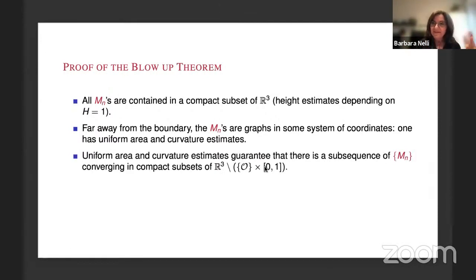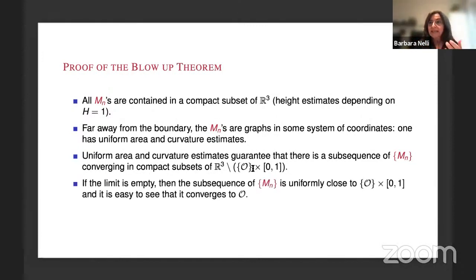This guarantees, by a compactness theorem, that there is a subsequence of Mn converging in compact subsets of R3 minus the little segment above the origin. There you have some problem because the boundary is going to 0, so as you approach the boundary, you don't know what happens. Then, if the limit is empty, it's not hard to see that the surfaces converge not only to the segment, but really to 0.